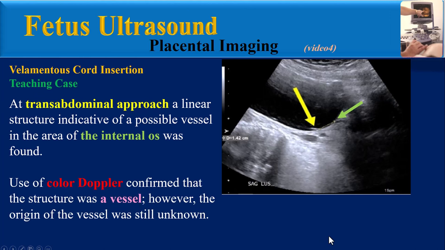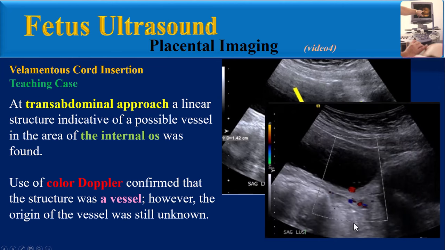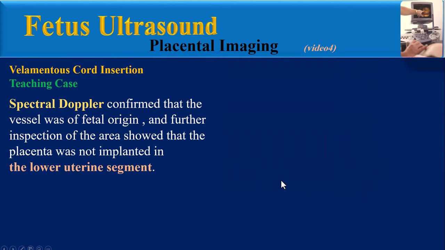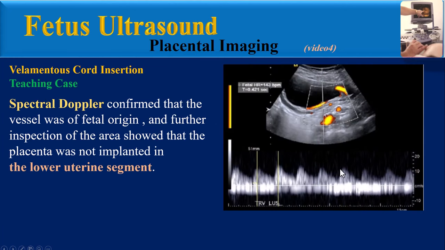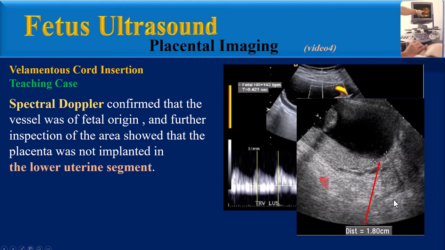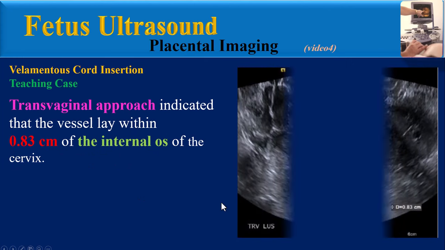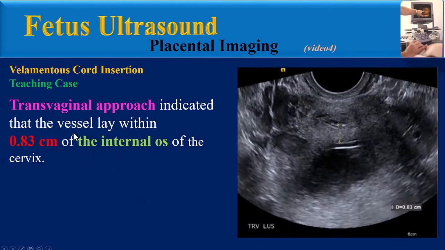Use of color Doppler confirmed that the structure was a vessel. However, the origin of the vessel was still unknown. Spectral Doppler confirmed that the vessel was of fetal origin, and further inspection of the area showed that the placenta was not implanted in the lower uterine segment. Transvaginal approach indicated that the vessel lay within less than 1 cm of the internal os.